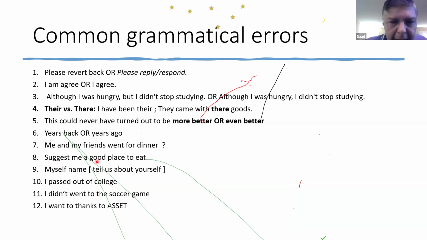Okay, so this one should be, please suggest to me a good place to eat. Suggest me a good place is not correct. Suggest to me a good place to eat. That's the better English. Okay, sir.